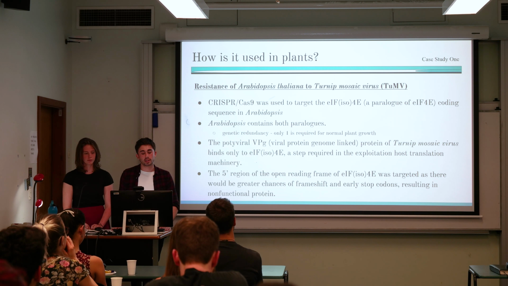There is a genetic redundancy here, as Arabidopsis can grow and exist naturally with only one paralog functioning. The second thing we need to note here is that the potyviral VPg, or viral protein genome-linked protein, of turnip mosaic virus binds only to EIF-ISO4E, which is a step necessary in the exploitation of host translational machinery.